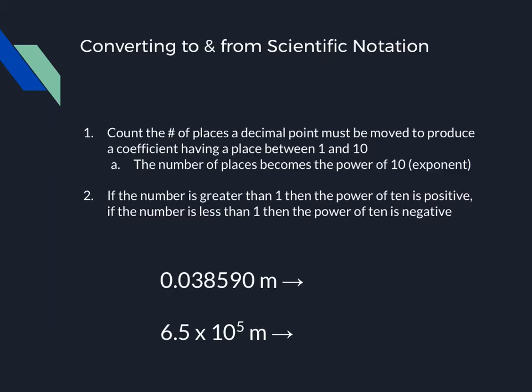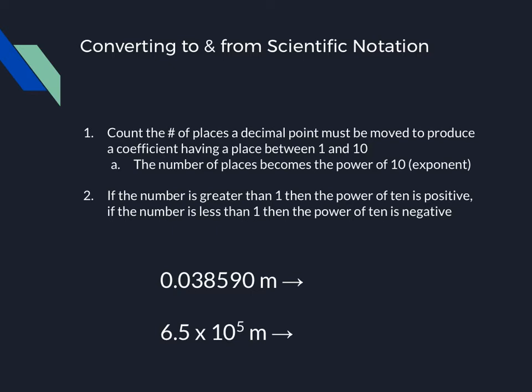Okay, converting to and from scientific notation. So hopefully this is all just a quick review of scientific notation. In order to go to scientific notation, you need a coefficient that is between 1 and 10. So you need to move the decimal over until you get a number between 1 and 10. The number of places you have to move the decimal becomes the power of 10, or the exponent.